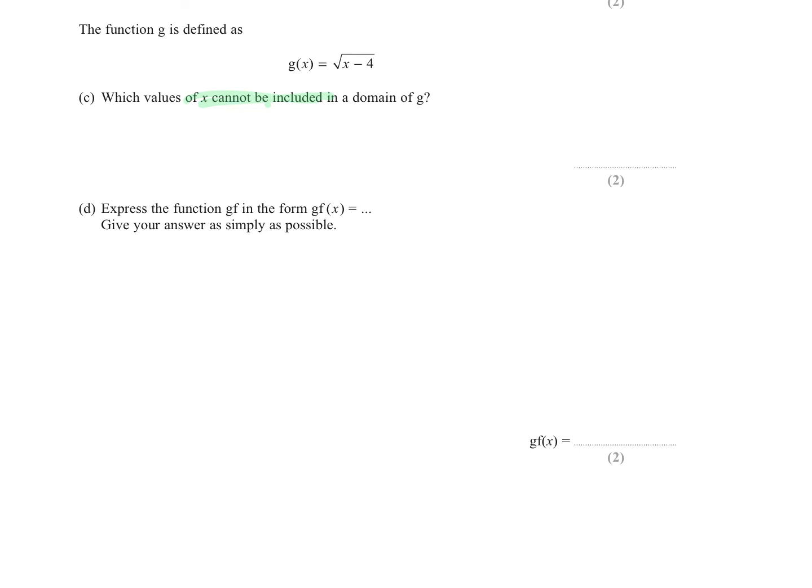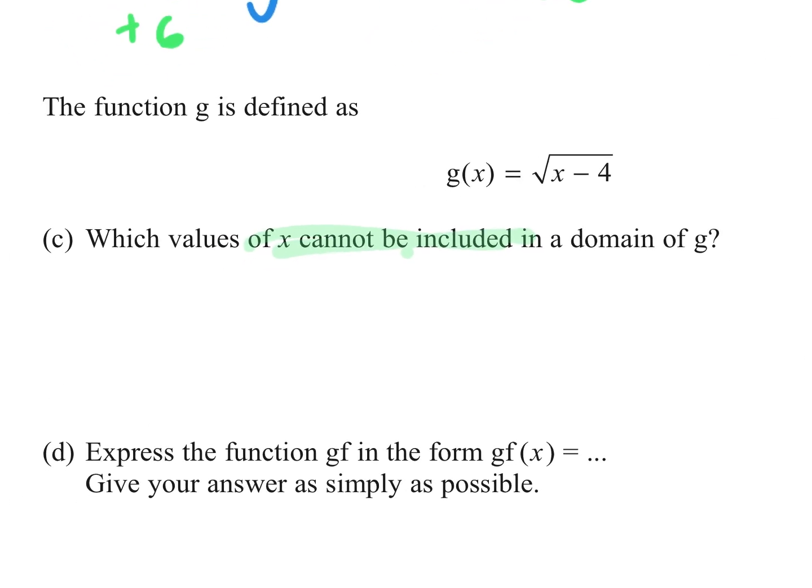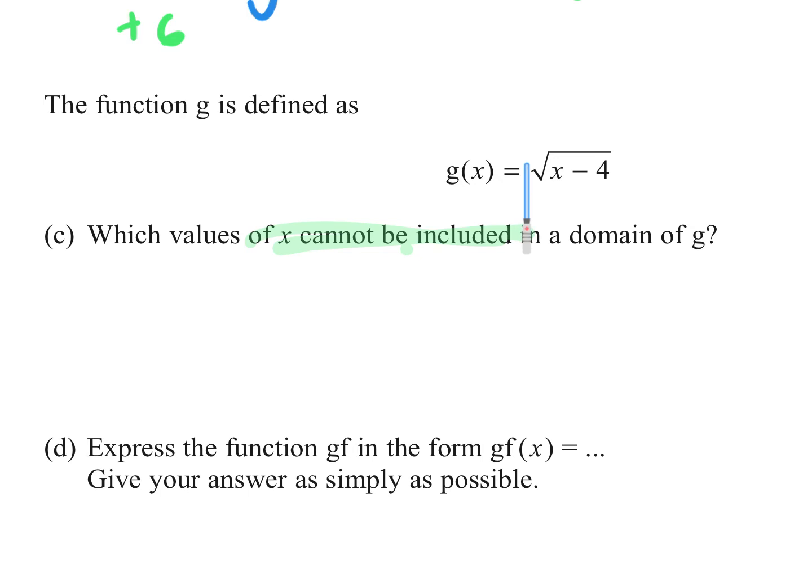Right, so part C. We now have a function g of x, okay? And g of x equals the square root of x minus 4. Which values of x cannot be included in a domain of g? Now, what do we know about square roots? Inside, we cannot have a negative value. So we know that x minus 4 has to be positive. It has to be greater than or equal to 0. This is what it has to be. So that means x has to be greater than or equal to 4.